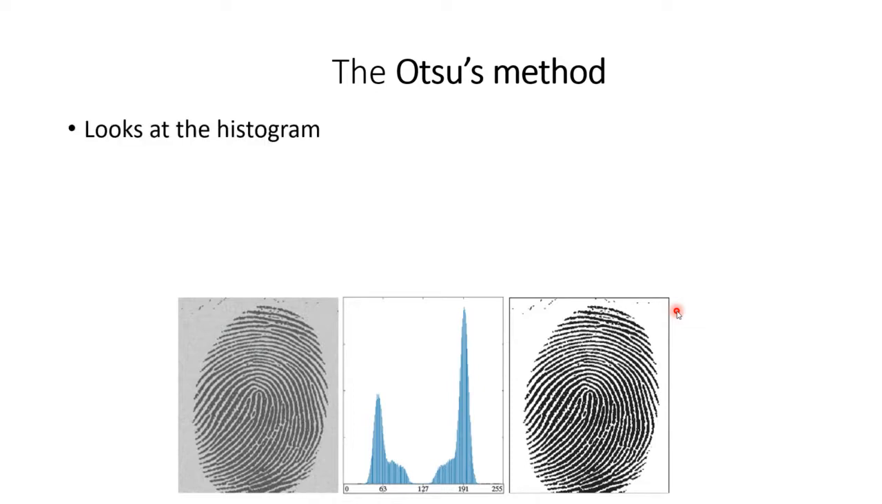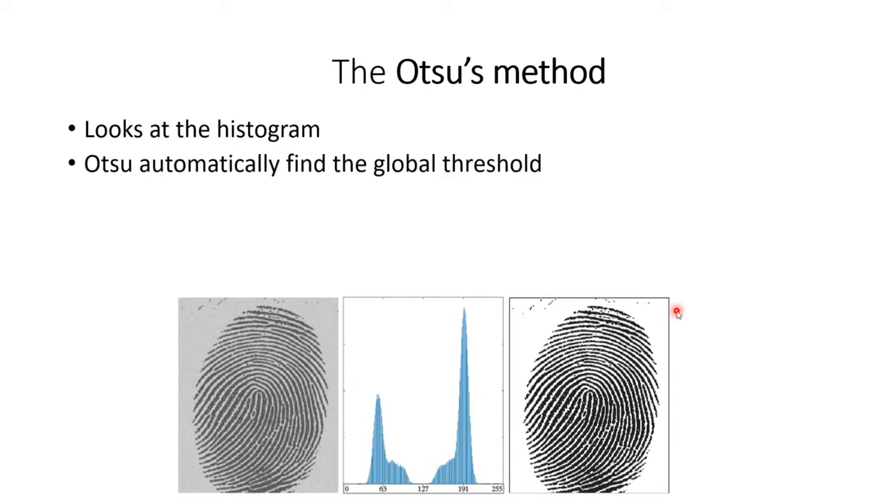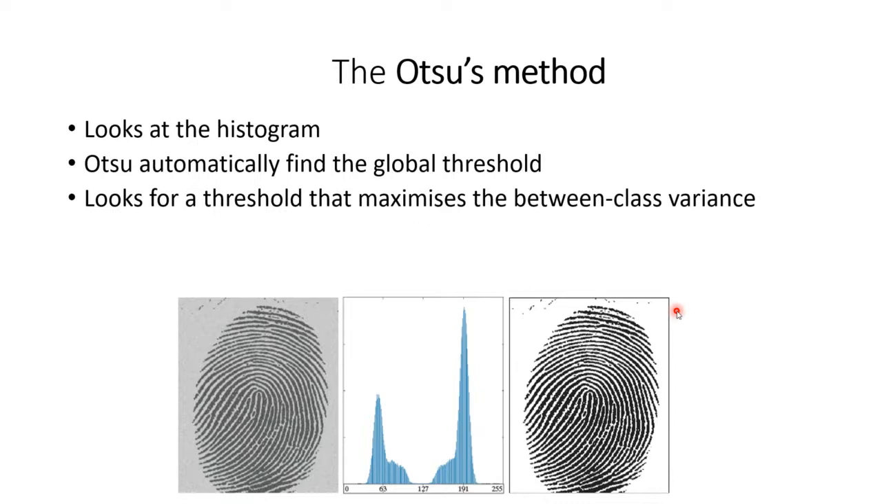So what is the Otsu method? It still looks at the intensity histogram, and then it automatically finds the global threshold by basically trying to maximize an equation, a very central notion in statistics: the between-class variance.